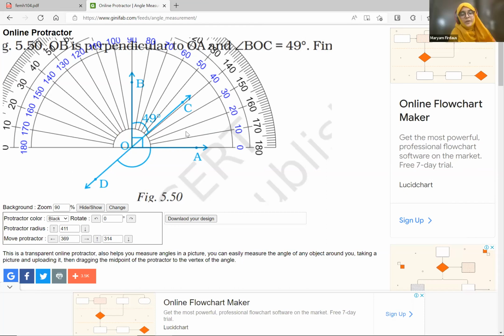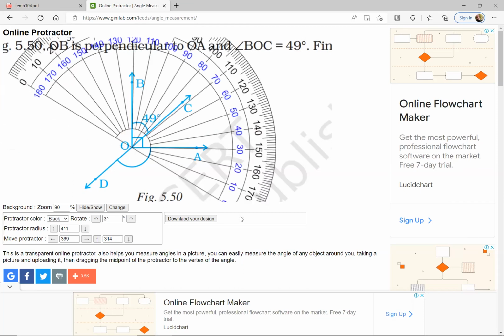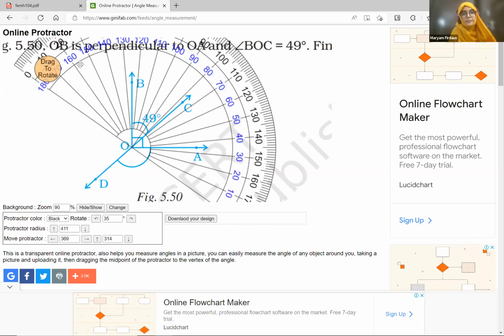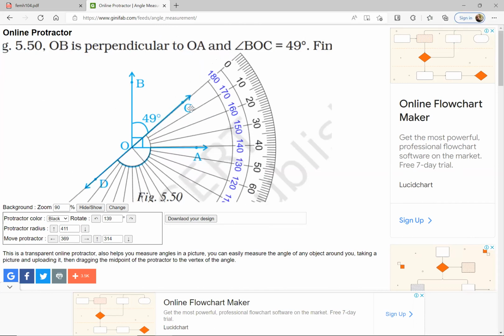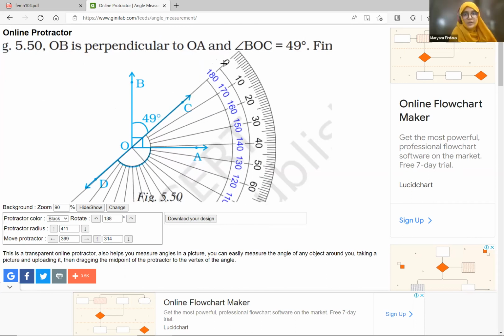as it is coinciding with OA over here, or it should coincide with OC. So if you want to coincide it with OC, we can do that as well. So this 0 degrees over here, you can see 0 degrees and 180, that should coincide with OC. So here it's coinciding with OC. Okay, you can do either of them. So if you choose OC, then you will look at this angle.